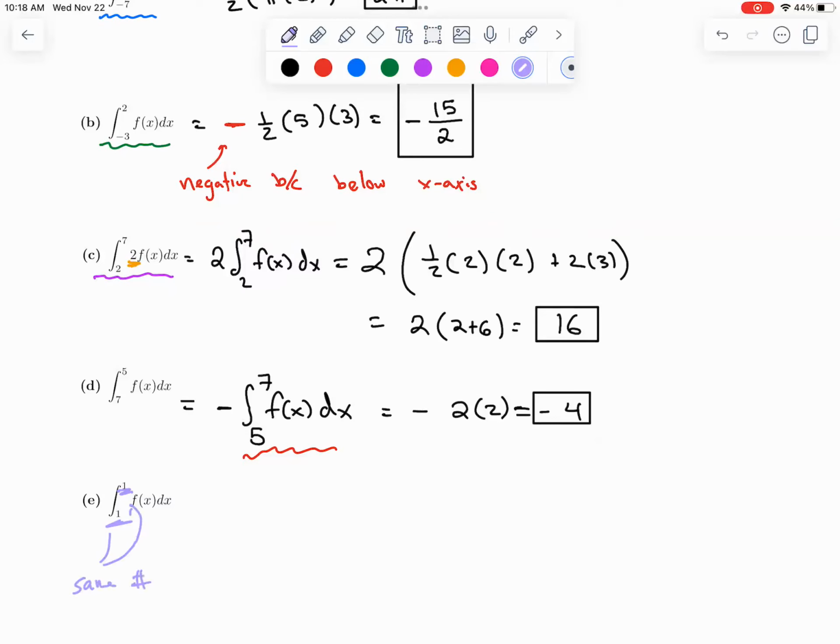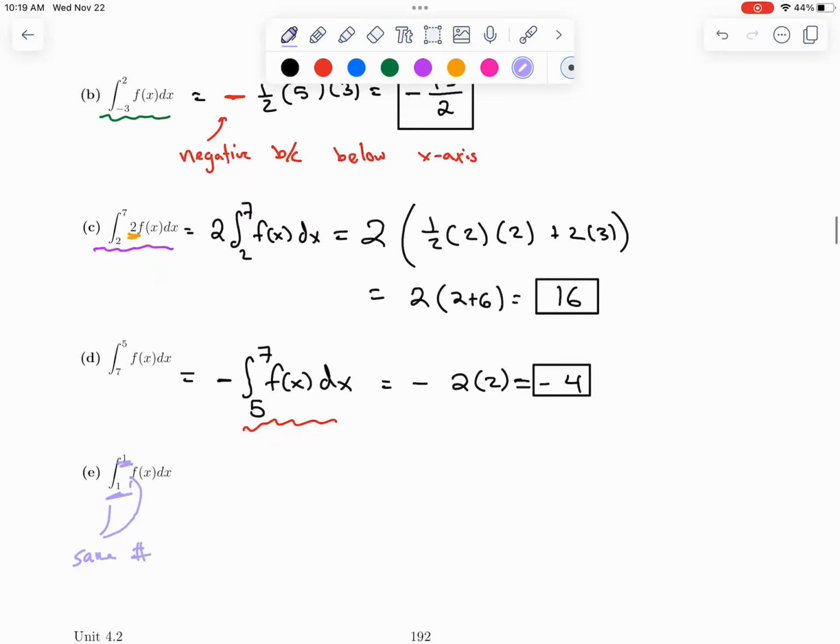So thinking about it geometrically, this is the area under the curve between 1 and 1. There's no area. It's a line. There's no width. So this is 0. Super quick for that last one. There's no area whatsoever because there's no width. In order to have area, you need to have 2 dimensions.